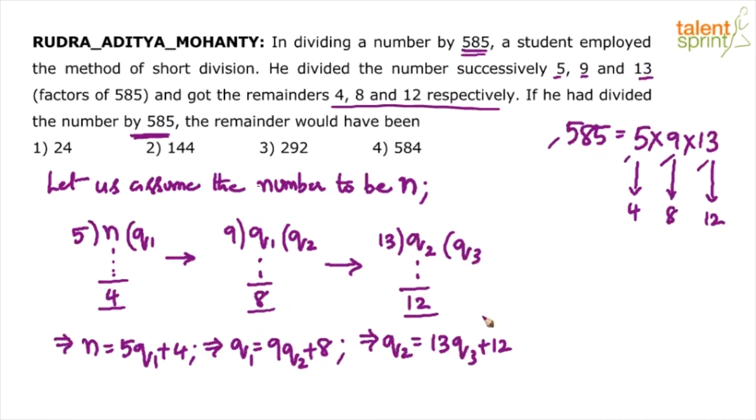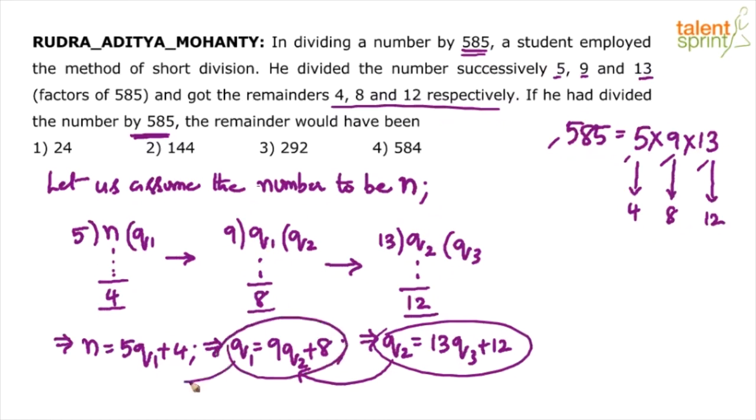Now if you see, I can substitute q2 here, and I can substitute whatever q1 is here in this form. So try to get the number n. What will that number n be? n will be equal to 5 times q1. What is q1, by the way? q1 is equal to 9 times, what is q2? q2 is 13 q3 plus 12. I'm writing it directly because I have very little space here. You can do it step by step also.